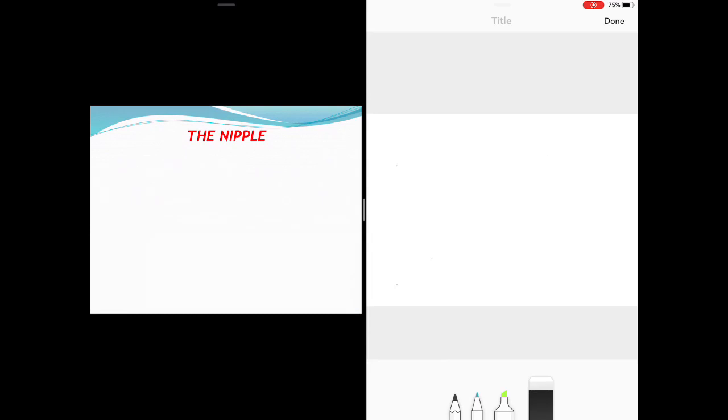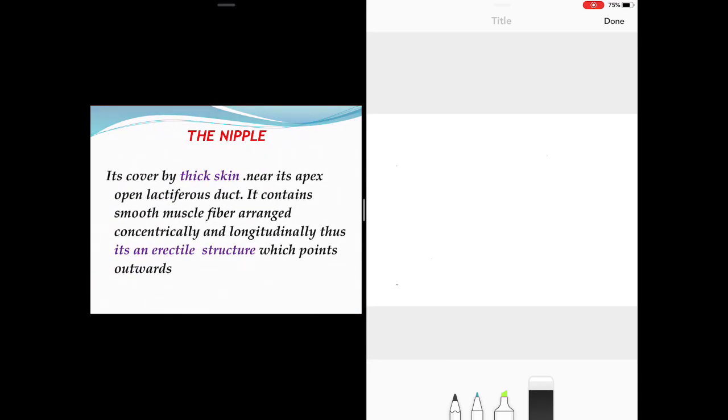The nipple. What is the nipple? It is covered by thick skin, because it is the site of lactation and the site of suckling by the baby during breastfeeding. Near its apex, the lactiferous ducts open.